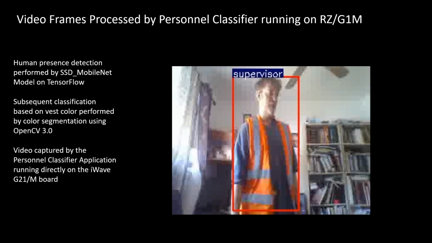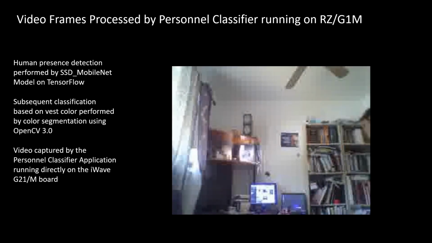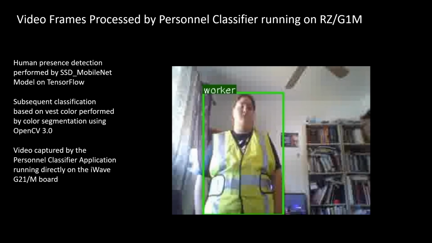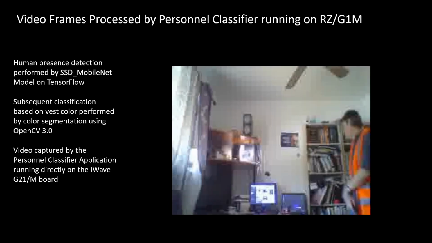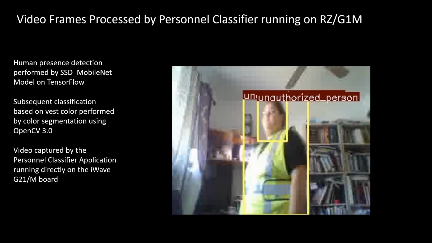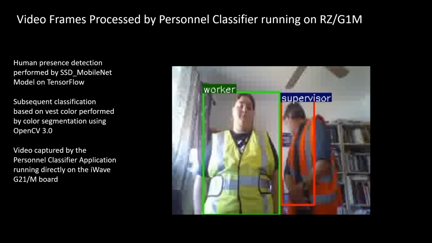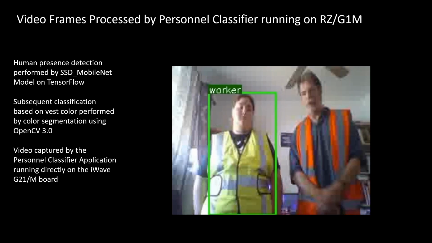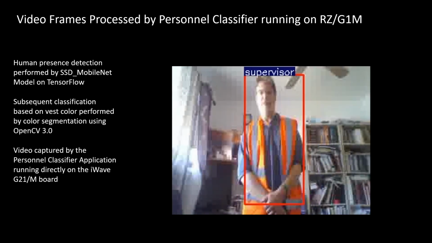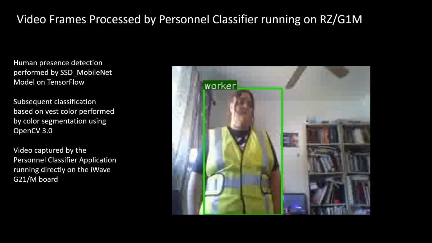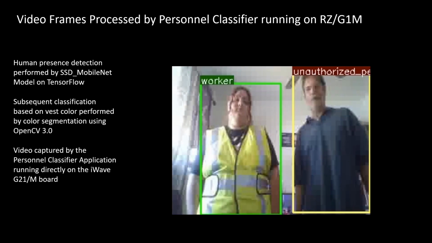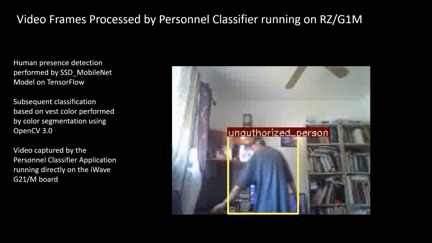Workers are wearing a green vest. Supervisors are wearing a red vest. An unauthorized personnel does not have a safety vest on. The actual frame rate running on the iWave Q7 board is about 1.2 frames per second.